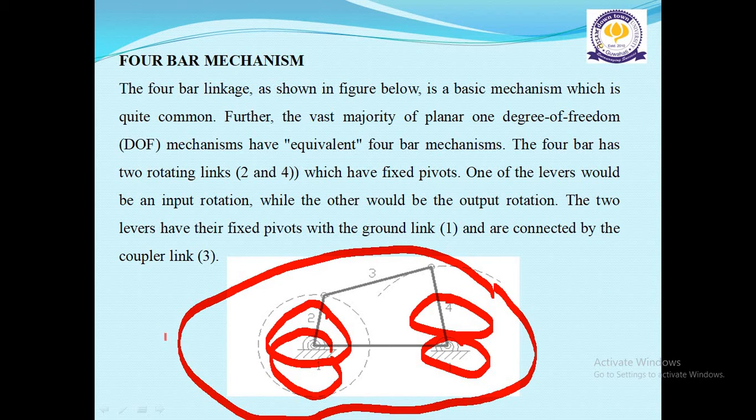The two levers have their fixed pivots with the ground link 1, that is here. Here you can see the two links are pivoted to ground and are connected by the coupler link, that is link 3. These two links are being connected by this link, that is link 3.